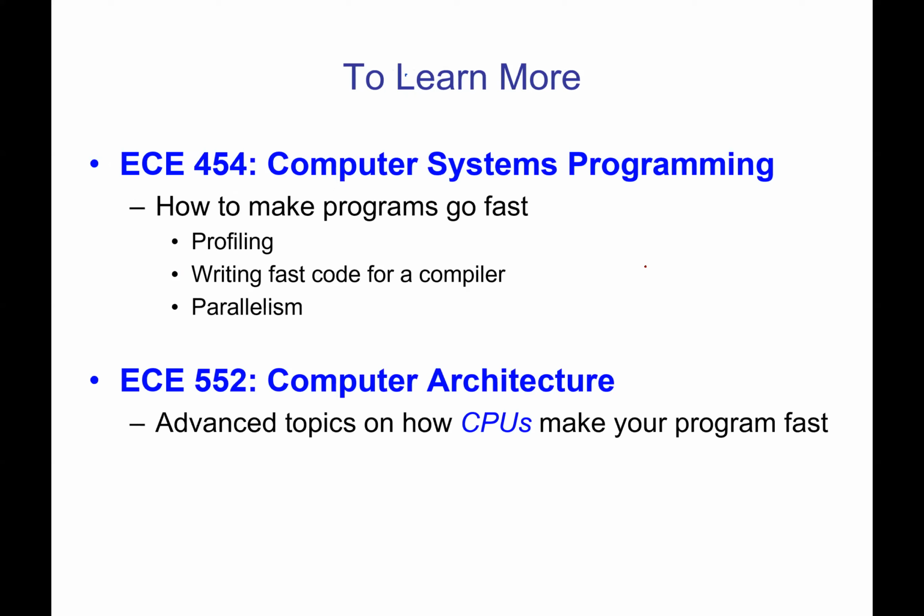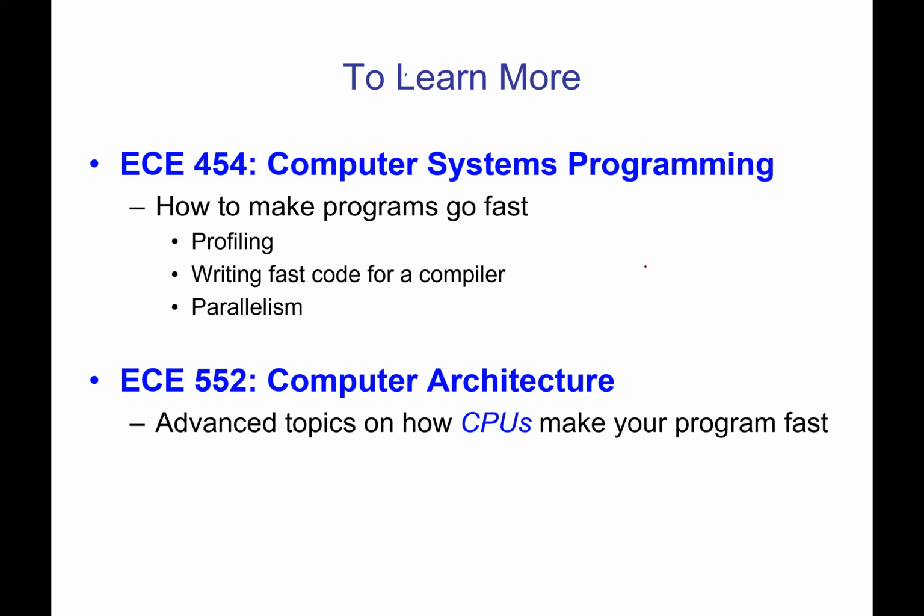If you want to learn more about this, in ECE 454, Computer Systems Programming, you learn how to make programs go fast. You do things like profile them to see where your time is going. You did some of that in this course, and you do more in ECE 454. How do you write code that will be fast when it goes through a compiler? You learn some more about what compilers do and what code structures tend to be faster and slower, what things tend to fit in caches well versus not. And you'd learn how to write more parallel code.